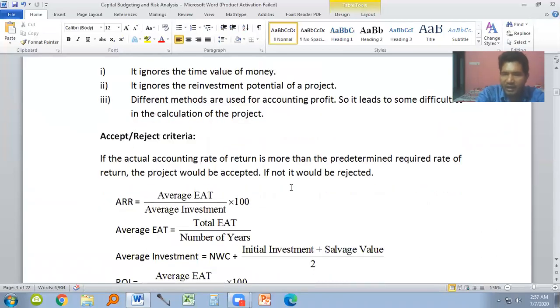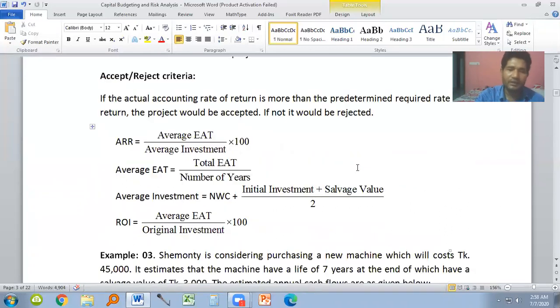What are the accept and reject criteria? If the actual accounting rate of return is more than the predetermined required rate of return, the project would be accepted. If not, it would be rejected. We can see the formula. Accounting rate of return equals average EAT divided by average investment, times 100.